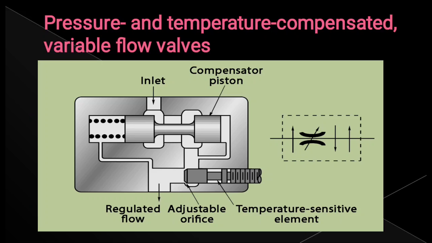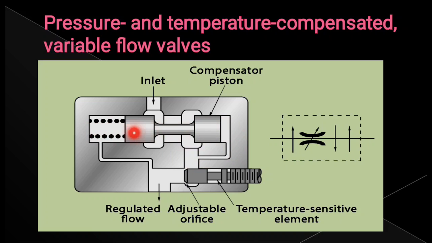So come to the diagram here. As the liquid comes in, it has a fixed amount of flow output, and it will go in this direction. But as the fixed output comes here, this temperature sensitive element is constantly sensing the viscosity of the liquid. As the viscosity of the liquid reduces, this tends to close the adjustable orifice, and the liquid which is trapped builds pressure, comes here and pushes this compensator piston to the left side.